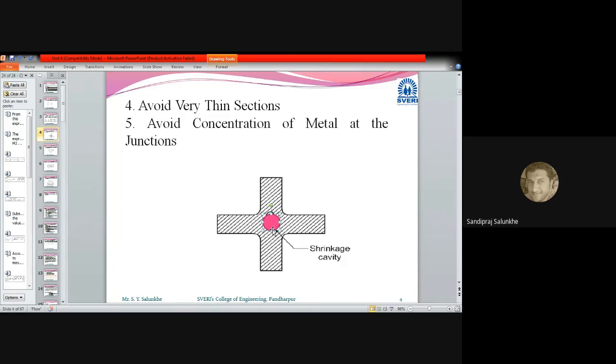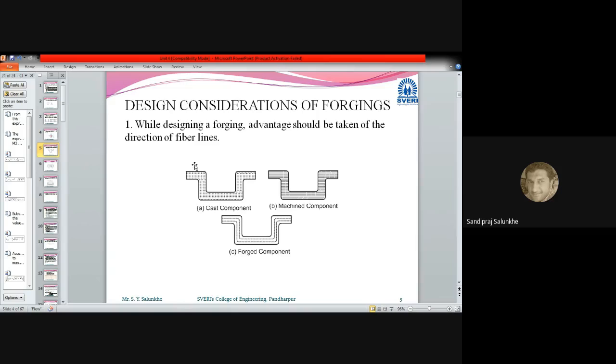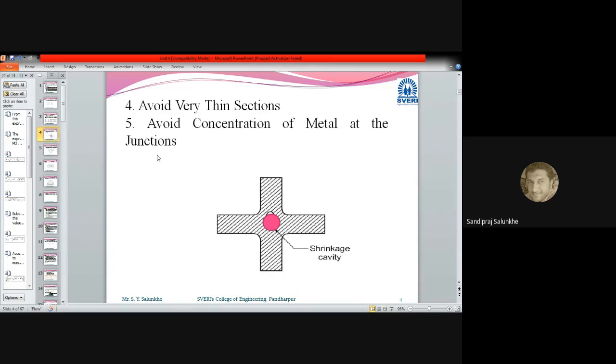But we have to consider that the concentration of this molten metal should not be there in any component which we are going to design. Okay. Then next, these are the five considerations which we are going to consider at the time of manufacturing any part by means of casting.